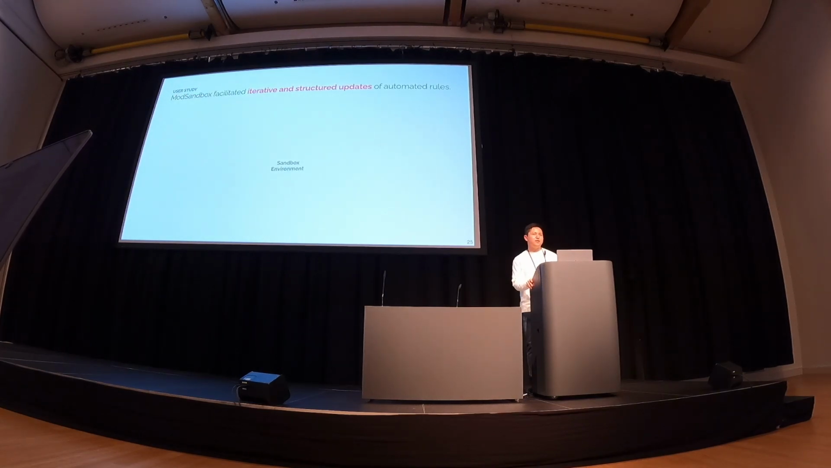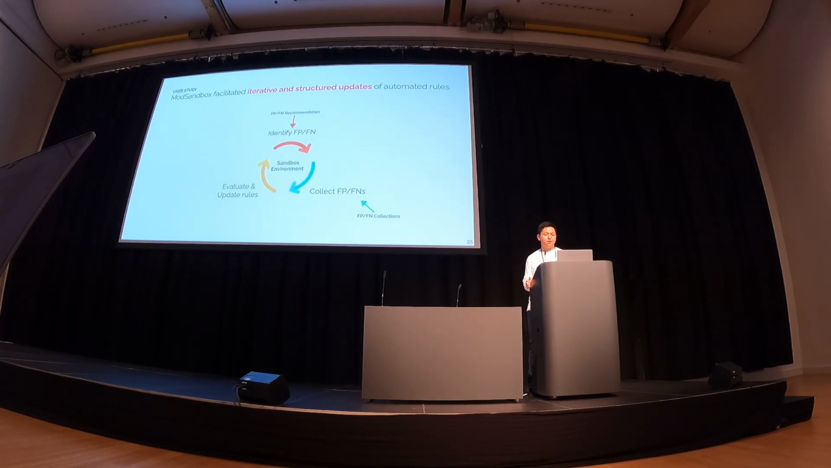During the user study, we discovered iterative and structured cross-updates of automated rules. Most participants used the recommendation feature to identify potential errors and save them in the collections to update the rules accordingly. Additionally, some participants leveraged the rule analysis feature to evaluate and improve their rules.